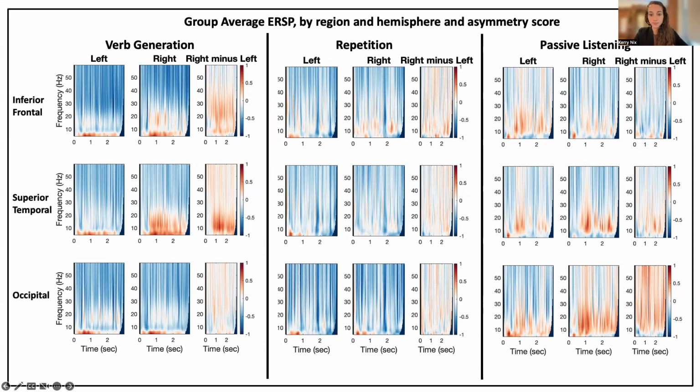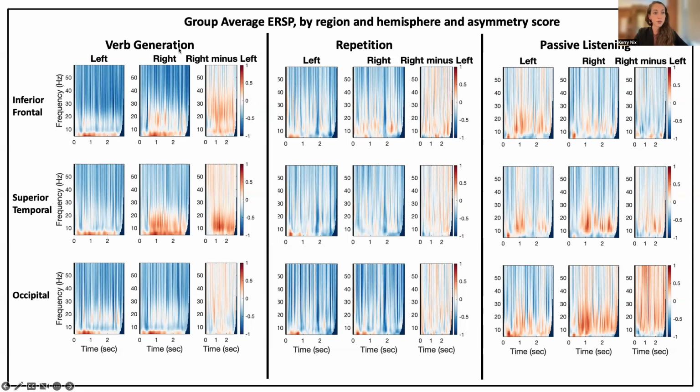and passive listening. Time since noun presentation is represented on the x-axis, and frequency is represented on the y-axis. For each of the three tasks, the left column represents the left hemisphere ERSP, the middle column the right hemisphere, and the right column the asymmetry score. For the ERSP plots, red indicates an increase in log power, ERS, and blue indicates a decrease in log power, ERD, from baseline.